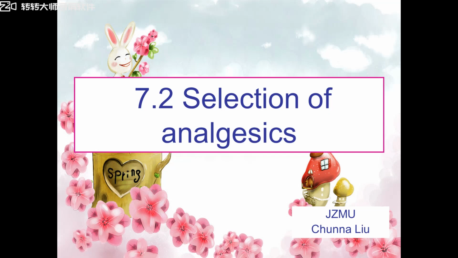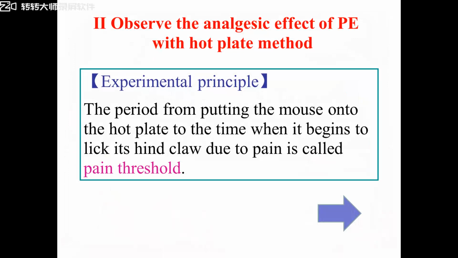In this experiment, we will use the second method, also to select analgesics, also to prove whether PE has or doesn't have analgesic action. With the second method, we will observe the analgesic effect of PE with the hot plate method. Let's study the experimental principle.